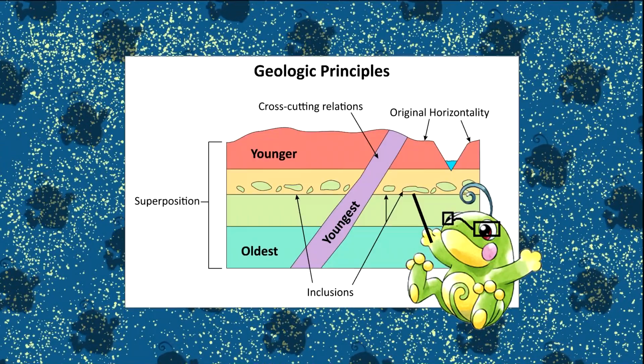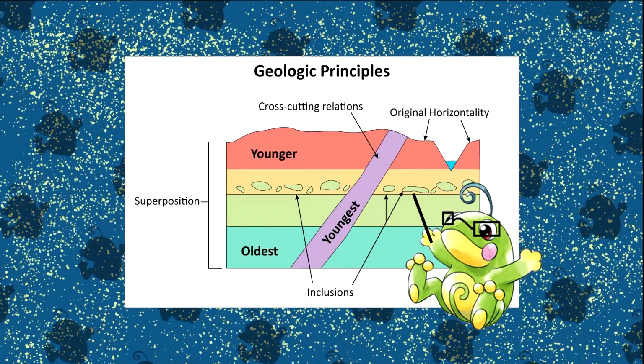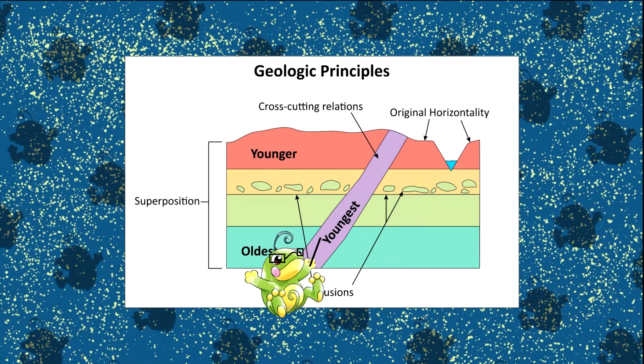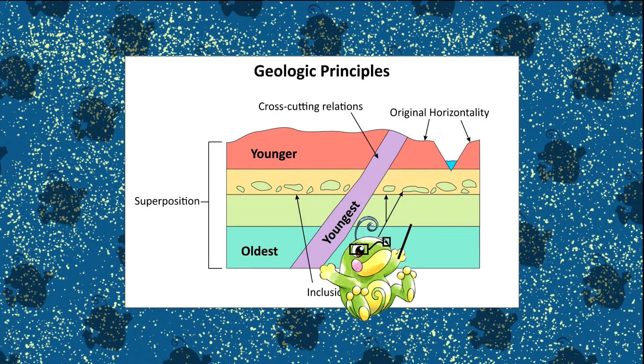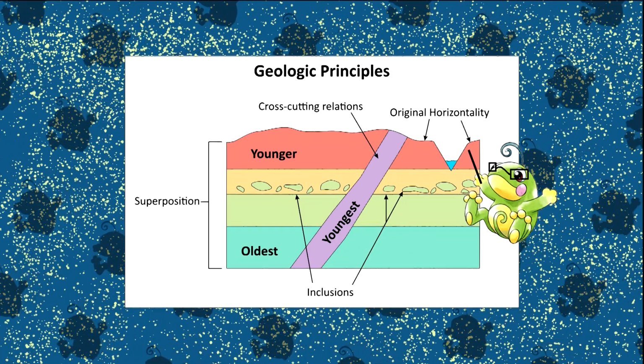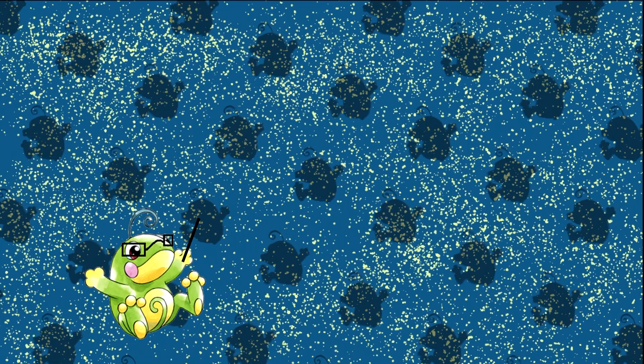This leads me to the other laws that govern stratigraphic facies. These other laws are cross-cutting relationships, included material within the beds, the law of lateral continuity, and the law of original horizontality. First, let's look at the law of lateral continuity.